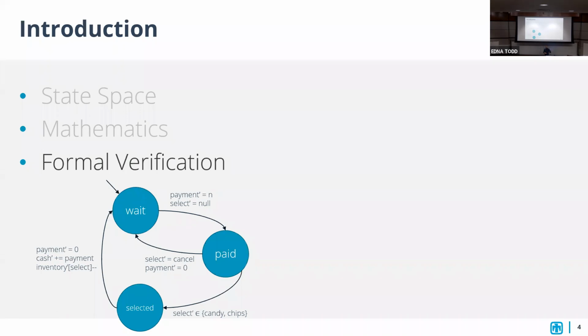So the top edge going out of the wait state says we're going to collect some payment. You can ignore the select there for now. That's sort of a side condition. Once you've gotten a payment, you're in the paid state. Now you have two options. The user can either select some candy or some chips, or they can cancel and get the money back. If they cancel, we end up back in the wait state, but if they have selected something, they'll end up in the selected state. And then out of the selected state, we go back to wait. We collect the money, we decrement the inventory, which is supposed to represent actually vending. And then we set the payment to 0. So very, very simple model, right?